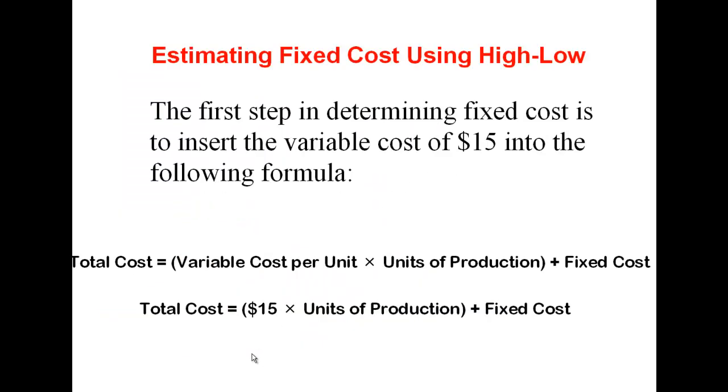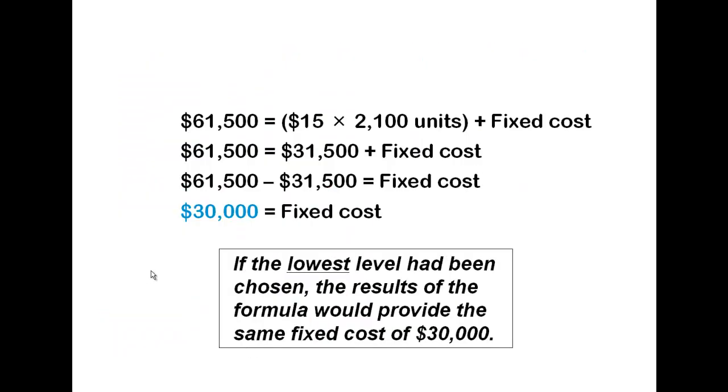And so here we can see that once we plug all these numbers in and multiply those two together, we have 61,500 equals this plus the fixed cost. And when we solve it, we get $30,000 is the fixed cost. If the lowest level had been chosen, we would have gotten the same result. You just pick either the high or the low, and we happen to choose the high one to work this out.